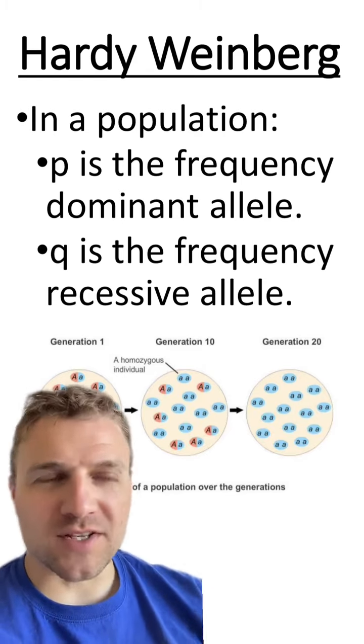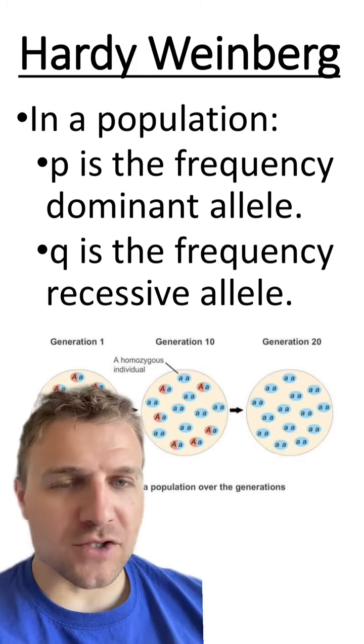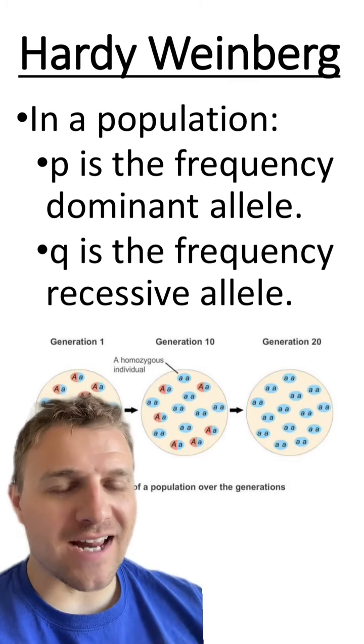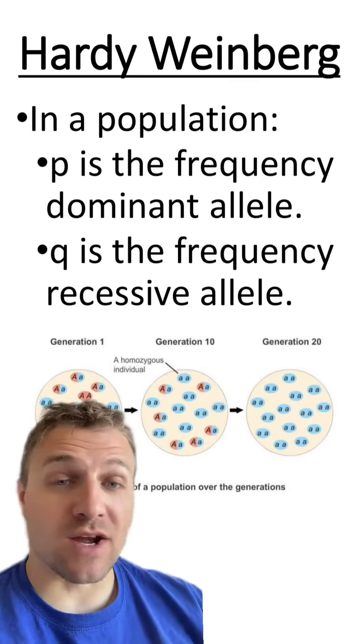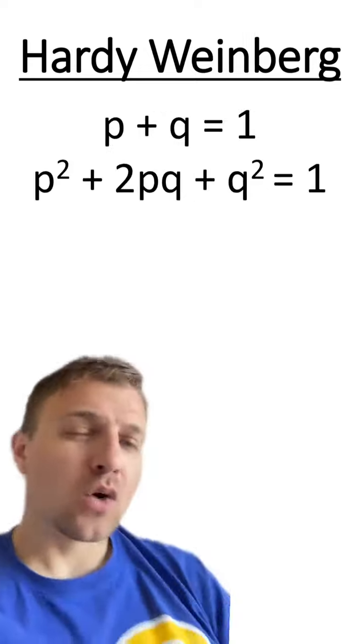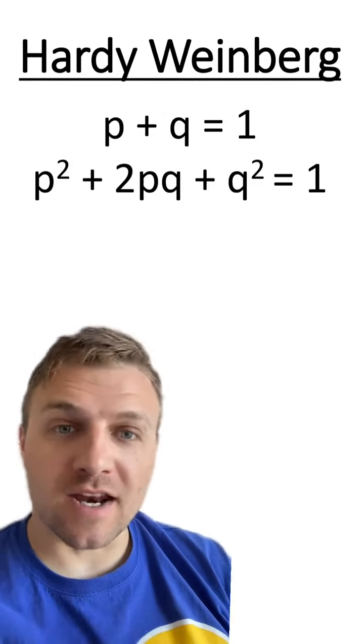The gene pool represents all of the alleles for all of the individuals of that population. The Hardy-Weinberg equation allows us to mathematically see if a population is going through evolution or not. That is, if there is an allele frequency change over time. We use these two equations to chart that evolution.